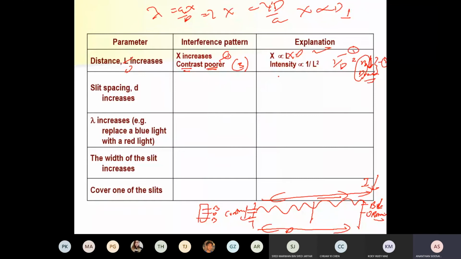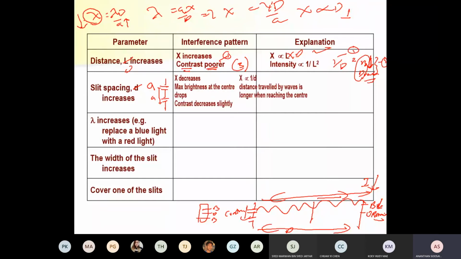The slit spacing. Here the D is actually like your A. Your A is the slit spacing. Slit spacing increases, that means the separation of the two slits was increased. What will happen to the X? Mathematically check what happened to the X. X is lambda D over A. When A increases, what happened to X? Mathematically, the denominator increases, so X will decrease. Good. So X will decrease.